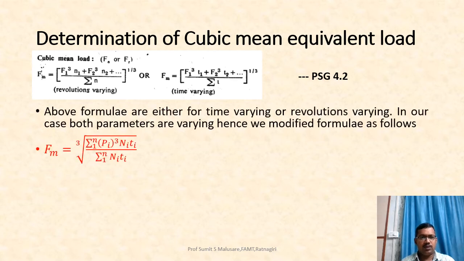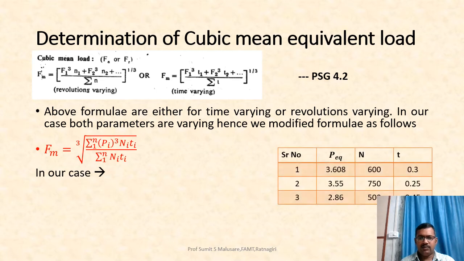That is, Fm is equal to cube root of the same formula I have used, cube root of summation of Pi cube NiTi upon summation of NiTi, from i equal to 1 to n. In many cases there may be 4 cycles, there may be 5 cycles. In our case there will be 3 cycles, so n is equal to 3. In our case we have this table: for stage 1 what is the value of P equivalent, for stage 2 what is the value of P equivalent, and for stage 3 what is the value of P equivalent. All these values we are getting in this table.